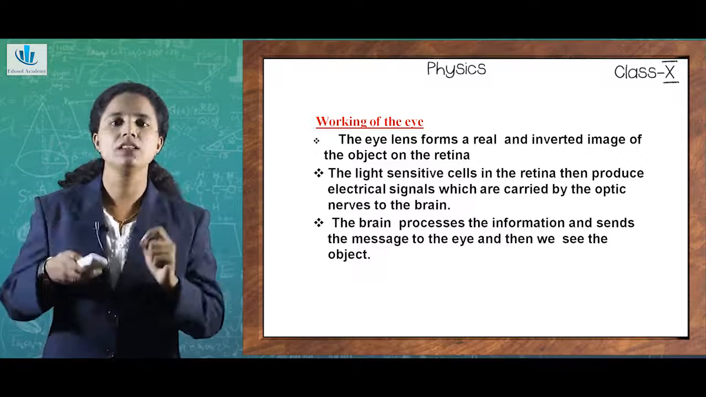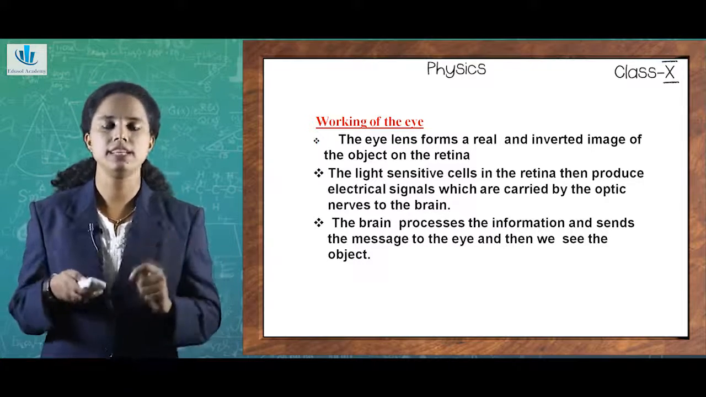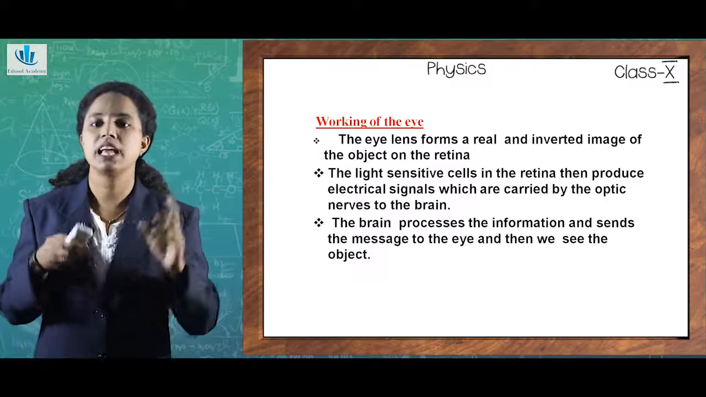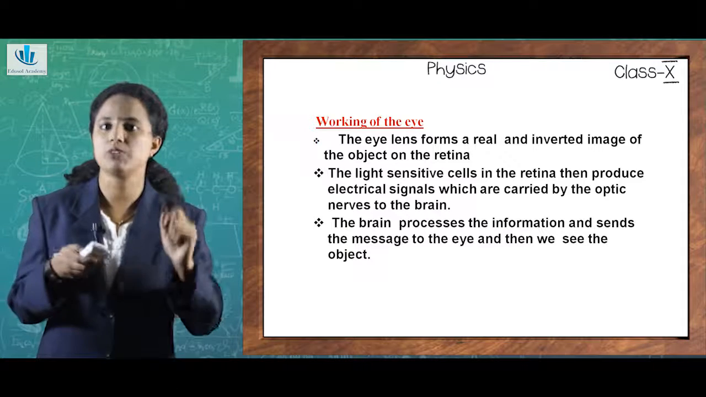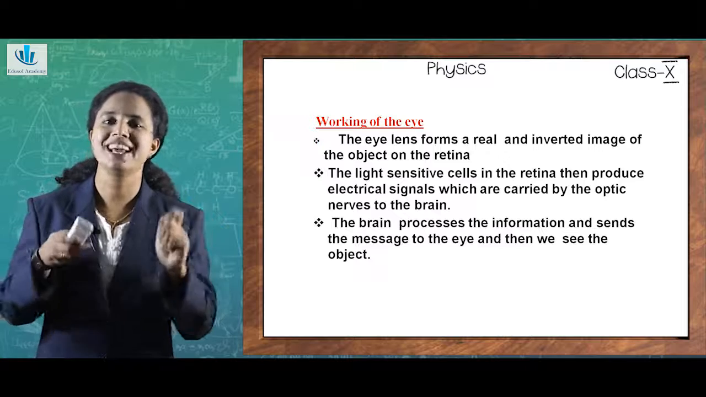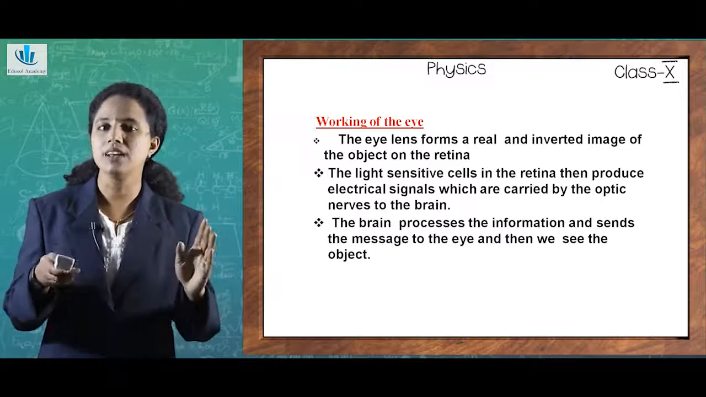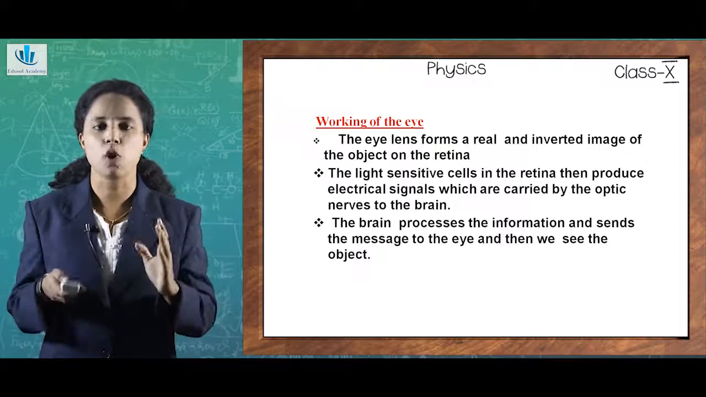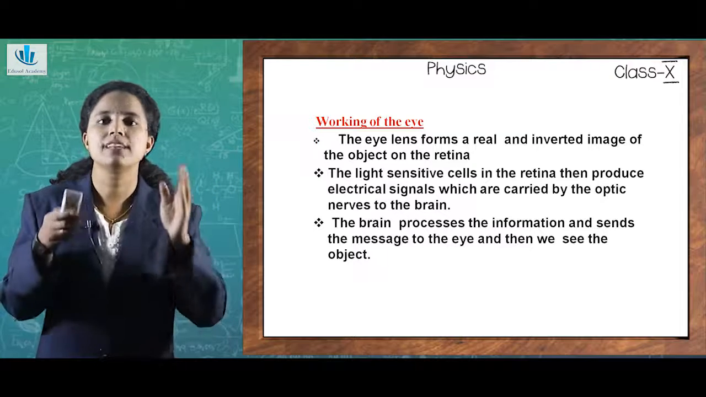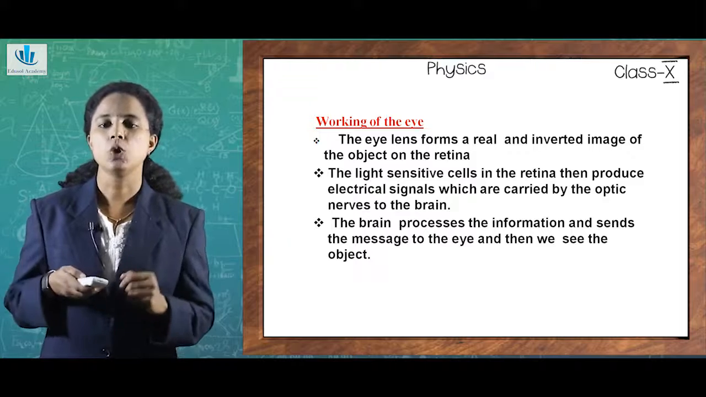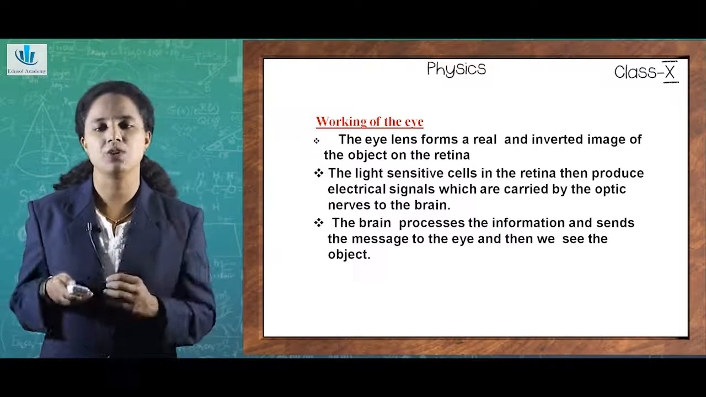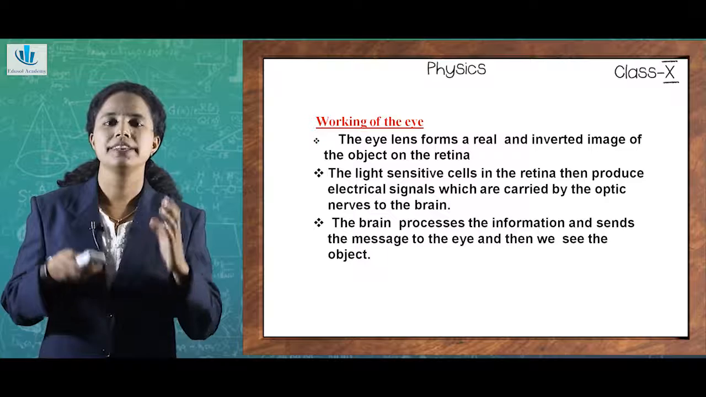The main thing that we need to consider is the eye lens forms a real and inverted image of the object on the retina, which is the light sensitive screen. So the nature of the image is that it forms a real image, that means an image that can be obtained on a screen, as well as an inverted image. So eye lens also plays a very crucial role in case of formation of the images.